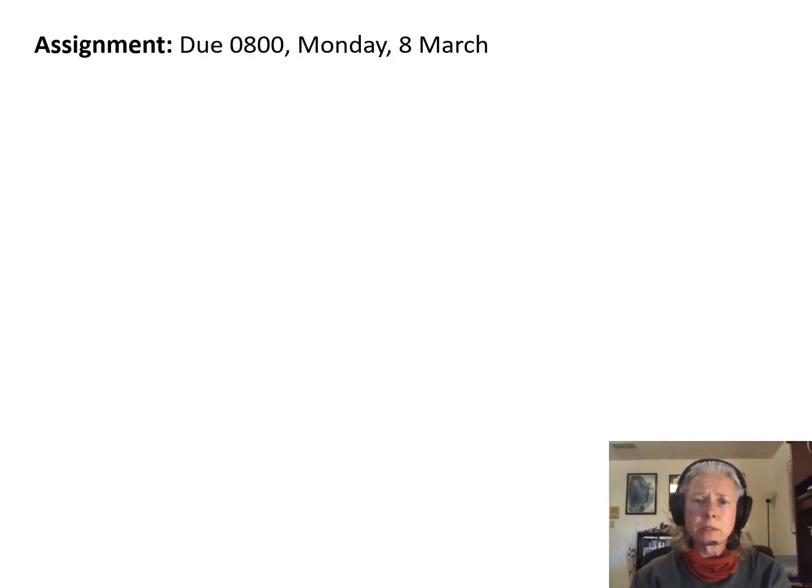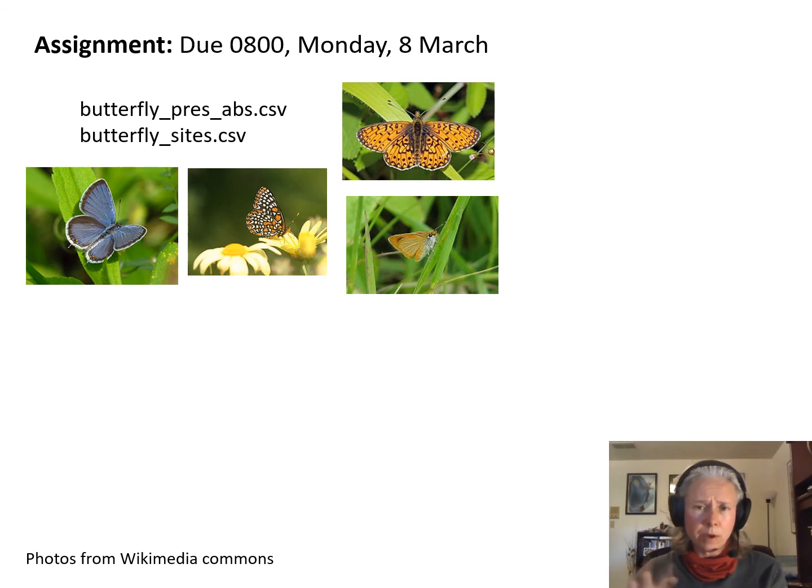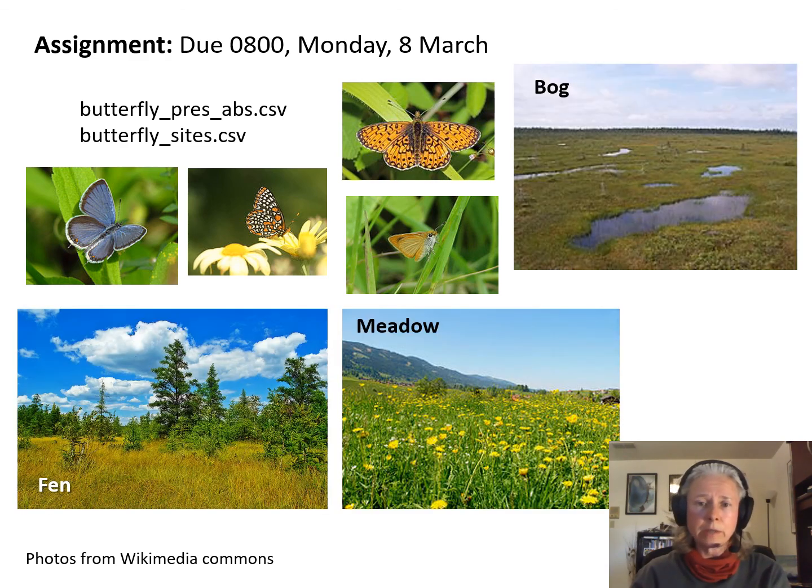So for your assignment today, you're going to make use of two new CSV files. One is butterfly presence absence. It's a site by species matrix. And the other is butterfly sites, and it's a site by environment data frame. These data are, the species are real, the sites are real, but the actual data themselves I made up. The butterfly species in the actual data set are real butterflies that occur in the northeastern United States, and the three habitat types, the bogs, fens, and meadows, also occur in that area.